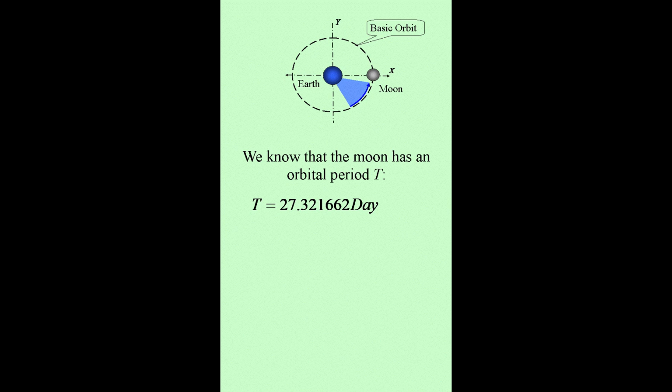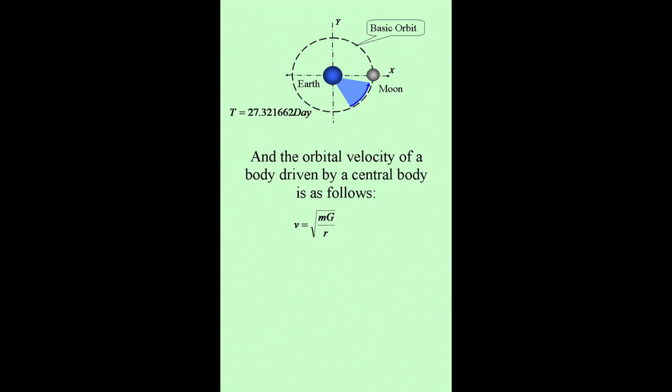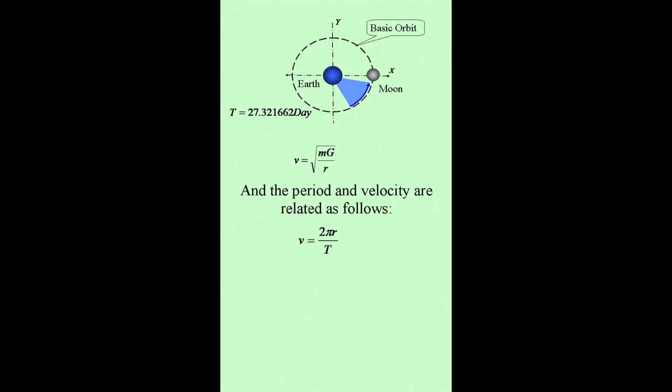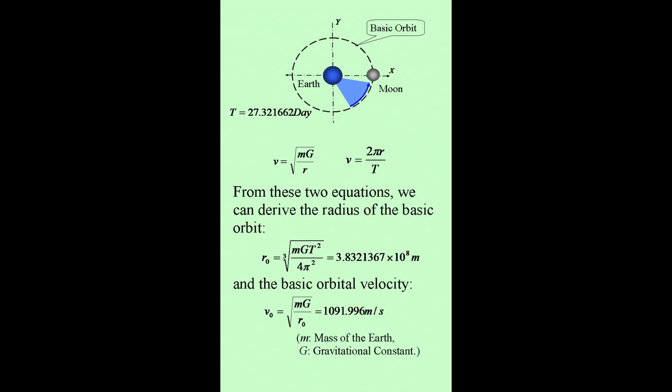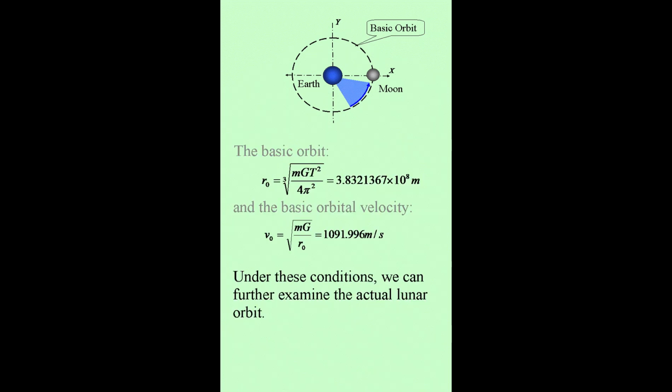We know that the Moon has an orbital period t, and the orbital velocity of a body driven by a central body is as follows. And the period and velocity are related as follows. From these two equations, we can derive the radius of the basic orbit and the basic orbital velocity. Under these conditions, we can further examine the actual lunar orbit.